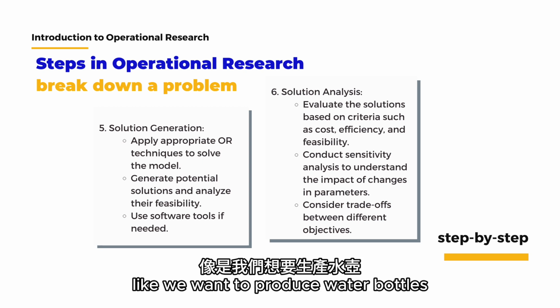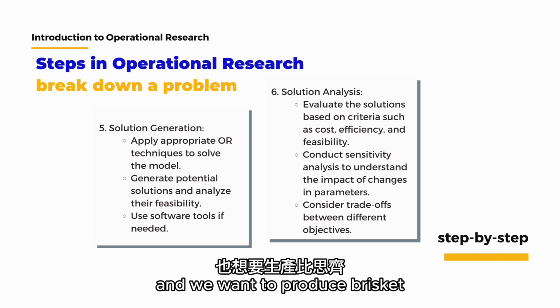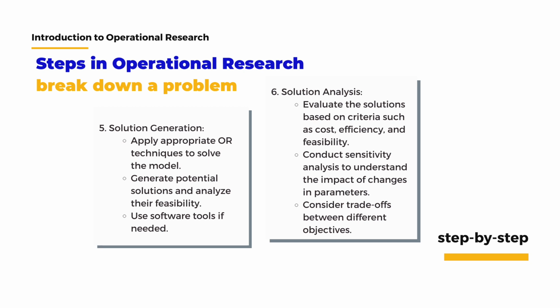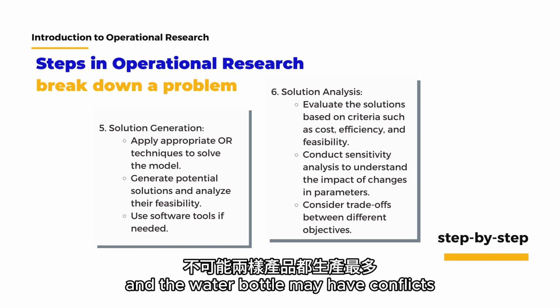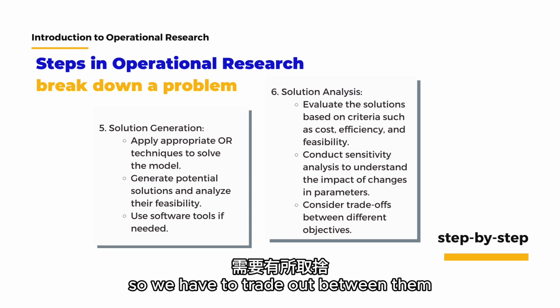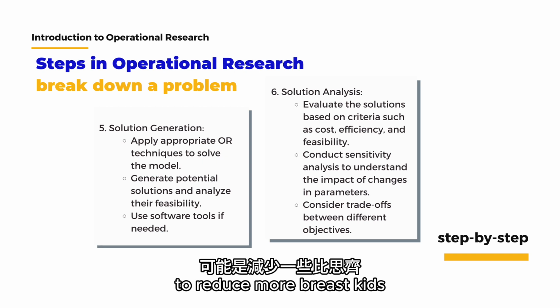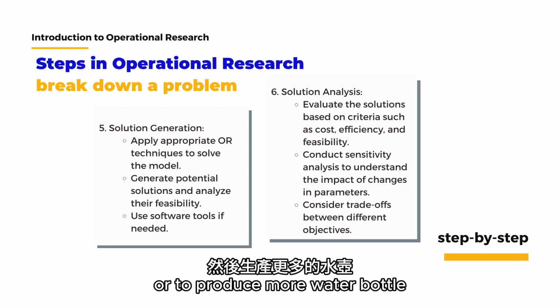Like we want to produce water bottles and we want to produce baskets. And the baskets and the water bottles may have conflicts. So we have to trade off between them to produce more baskets or to produce more water bottles.